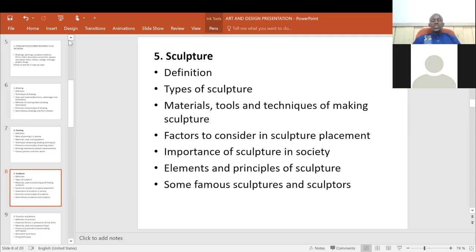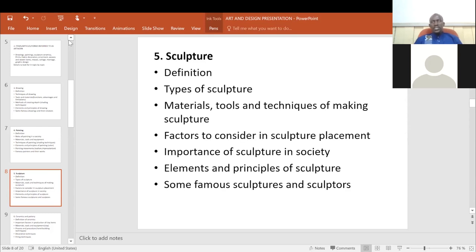For instance, when you're talking about building, we have what we call the hand building techniques, also used in ceramics. So the candidates must be able to highlight the process and the procedure of creating a sculpture. Then the next subtopic in sculpture that the candidate must look out for is factors to consider in sculpture placement. Now, one of the purposes of creating a sculpture is for utilitarian or for beautification.